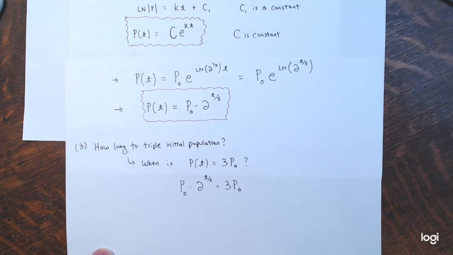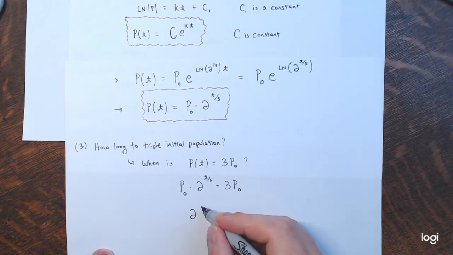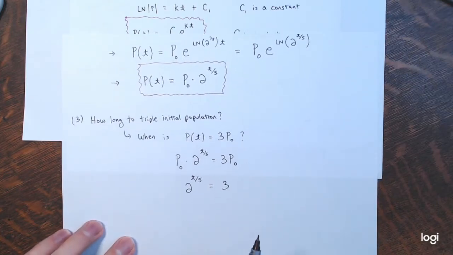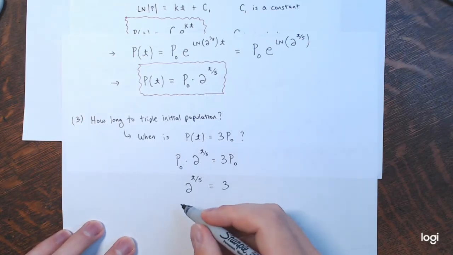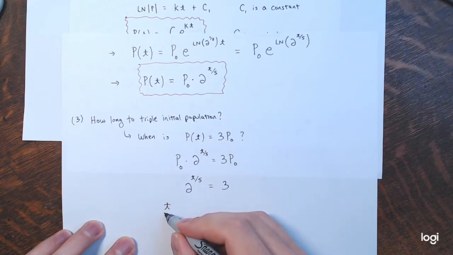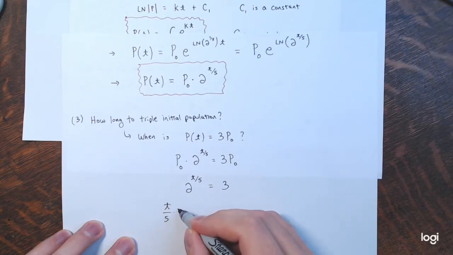Right? So I divide through by P sub 0. We have 2 raised to the t divided by 5 power equals 3. And if you want, you can do log base 2 or do natural logarithms, because most calculators have a readily available natural logarithm. So I'm going to do this, and then you can pull the t over 5 out using some properties of logarithms. I am not going to go over the properties of logarithms in this video.